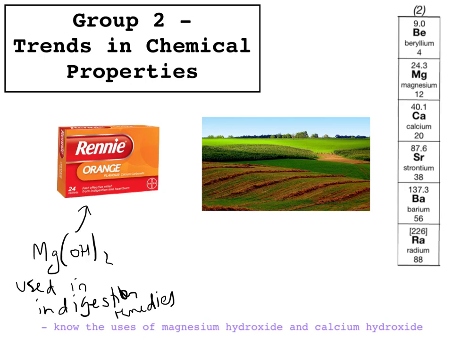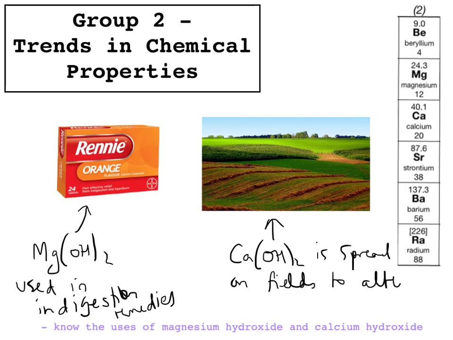Calcium hydroxide is also an alkali, and that can be used to alter the pH of the soil in fields so that different crops can be grown. So it's spread on fields, Ca(OH)2, spread on fields to alter the pH of soil, or even to neutralise the soil if acid rain has taken hold.